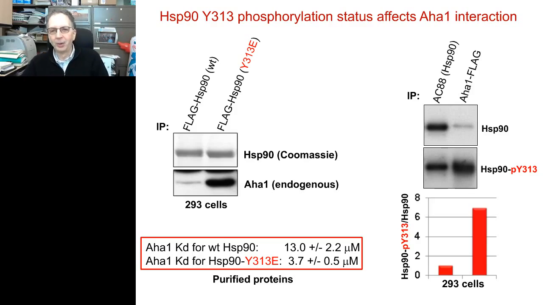This is graphically shown underneath the Western blot, where we've made a ratio of HSP90 phospho Y313 over total HSP90. From this graph, you can see that the HSP90 associating with AHA1 is 7-fold more phosphorylated on Y313 than is the general population of HSP90. All these data taken together suggest that phosphorylation of Y313 may serve as a recruitment signal in the context of the cell for a pool of HSP90 to recruit AHA1, and therefore this might be predicted to be an actively chaperoning population of HSP90.